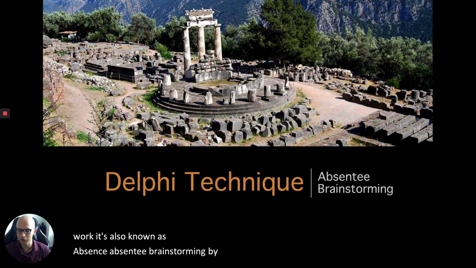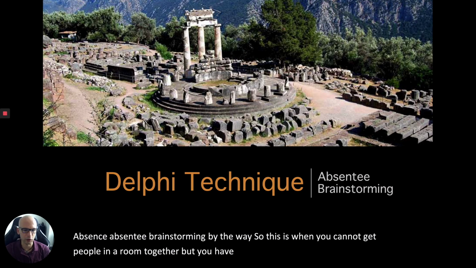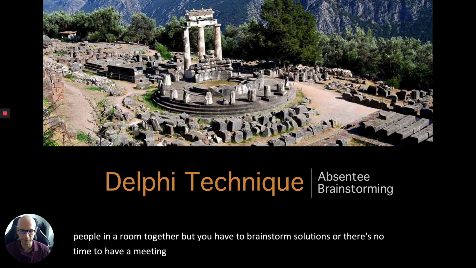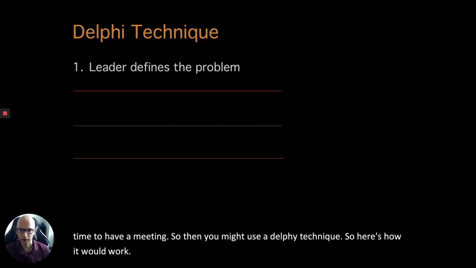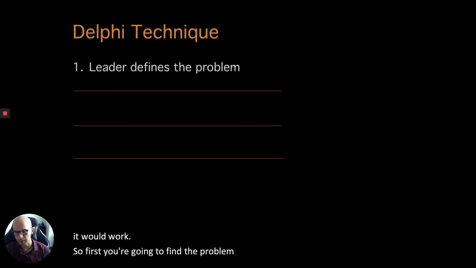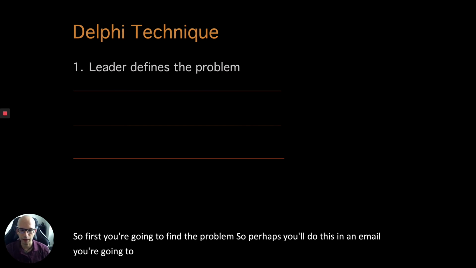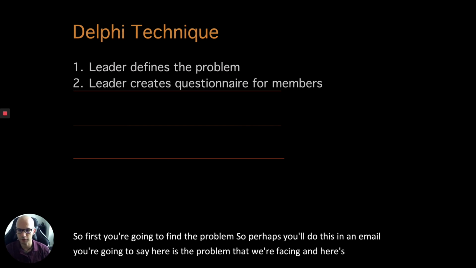So this is when you cannot get people in a room together, but you have to brainstorm solutions, or there's no time to have a meeting. So then you might use the Delphi technique. So here's how it would work. So first, you're going to define the problem. So perhaps you'll do this in an email. You're going to say, here's the problem that we're facing, and here's some criteria for the solutions.